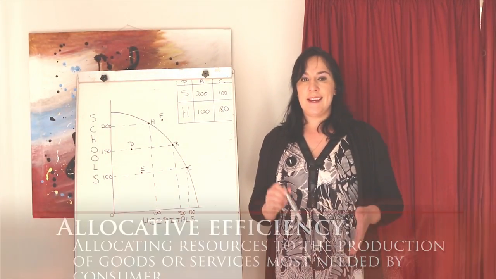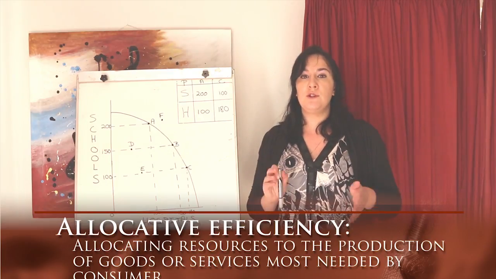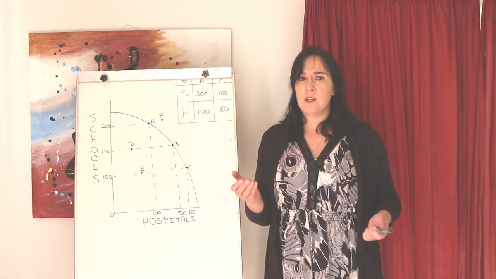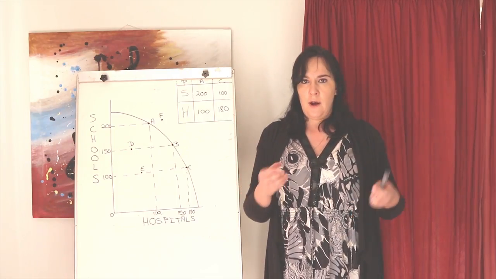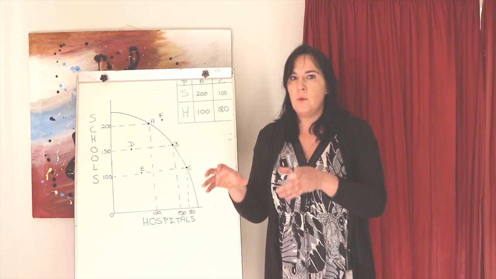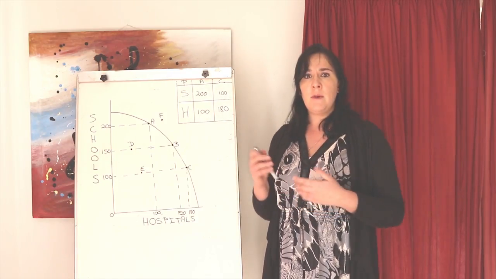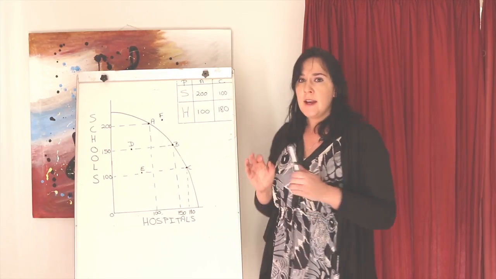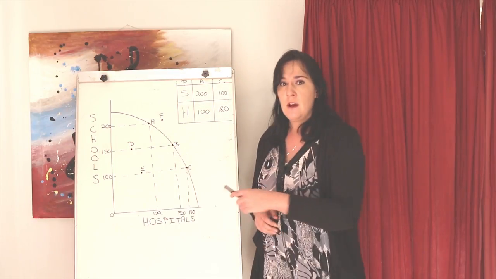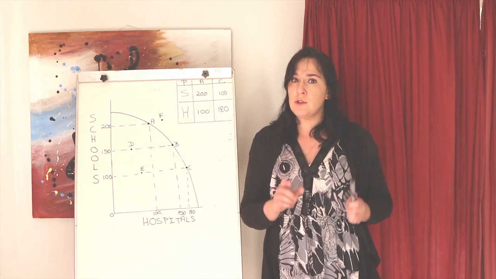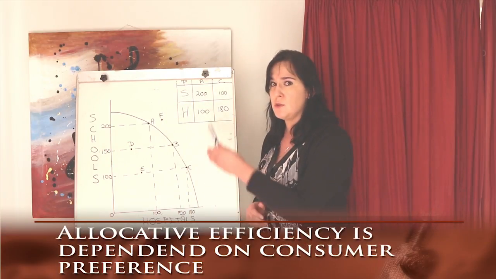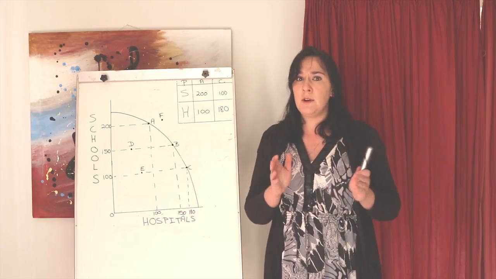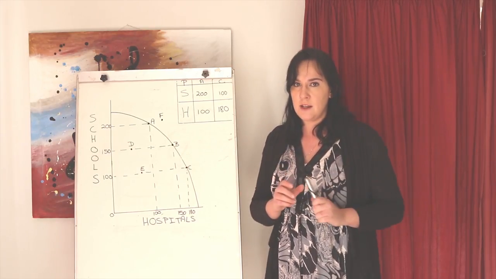Allocative efficiency is allocating my resources to where they are most needed or wanted. So those products or services that are demanded, my resources will be allocated towards the production of those. On my PPC curve, it doesn't illustrate allocative efficiency. Allocative efficiency could be any point on this PPC, depending on consumer preference. That's why we can't just choose one point and say that's allocative efficiency. But the PPC curve can illustrate productive efficiency.